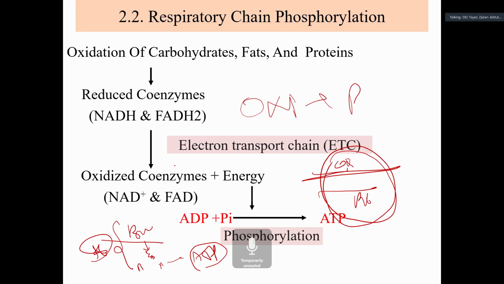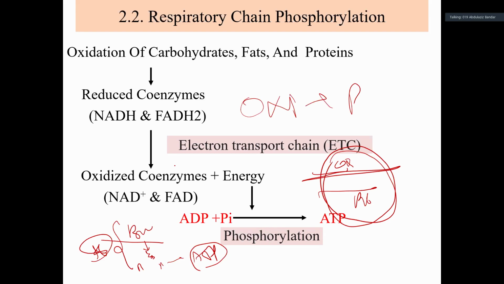NAD, no need. I didn't say NAD goes back. No need to go back. It can remain there. It can be utilized there. Coenzymes, we have too many coenzymes. Cytoplasm has too much NAD. It will be utilized there again. Clear? It can be utilized in the mitochondria or it will be broken down.